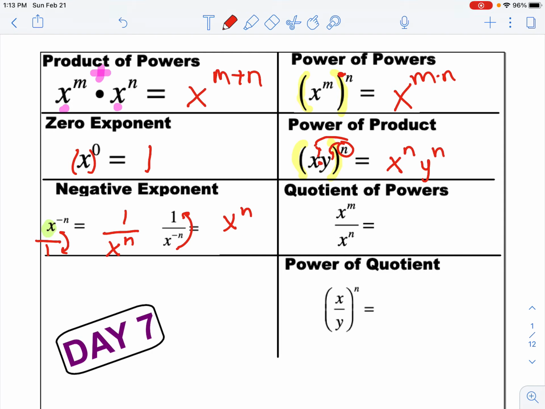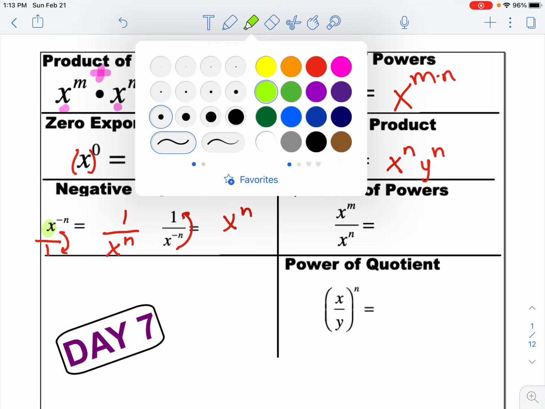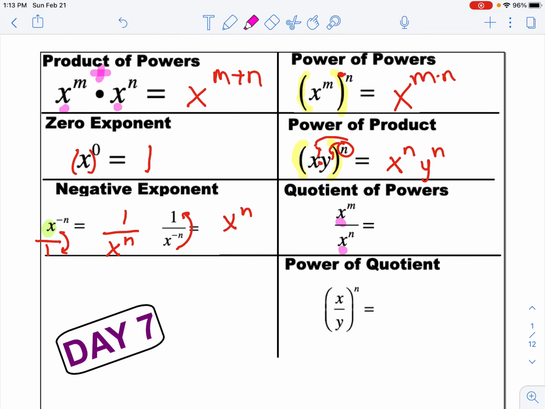Then we looked at quotient of powers when we're dividing things with the same base. Again, notice you have the same base right here and you're dividing. So what we do is we are going to subtract the exponents, and this is going to be x to the m minus n power. And if you have the entire fraction raised to that power, again, you need to raise the numerator and the denominator by that power. So this would become x to the n over y to the n. So those are our rules and properties of exponents.